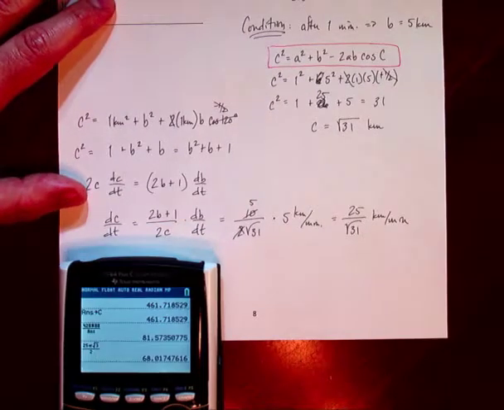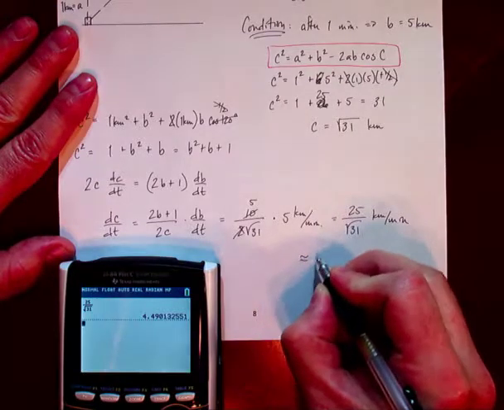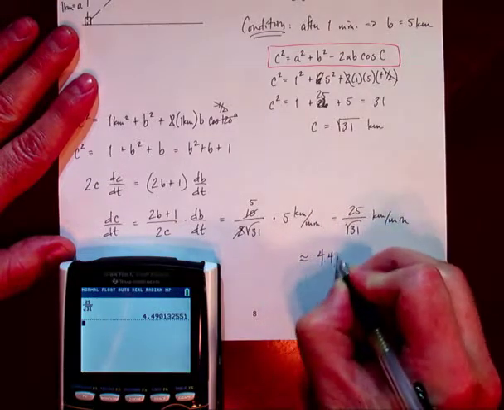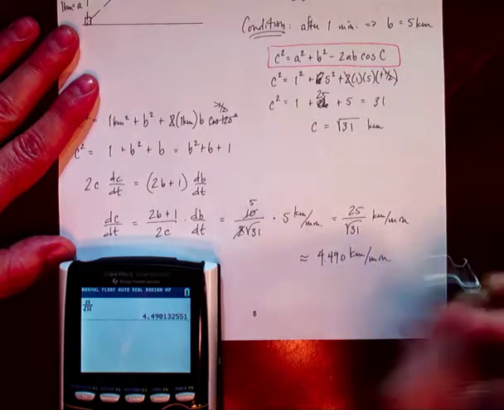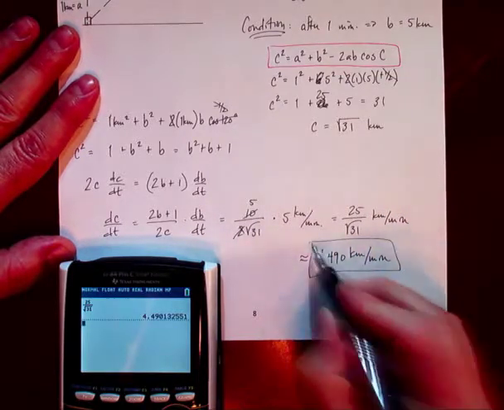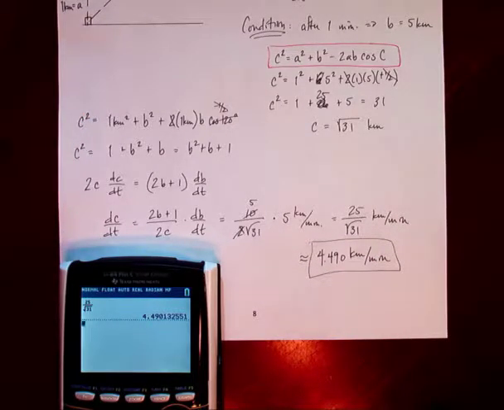And of course we can get a decimal approximation for that, so let's go ahead and do that. Because we certainly don't want to rationalize the denominator. That's just a waste of time. Okay, and that winds up being 4.490 kilometers per minute.